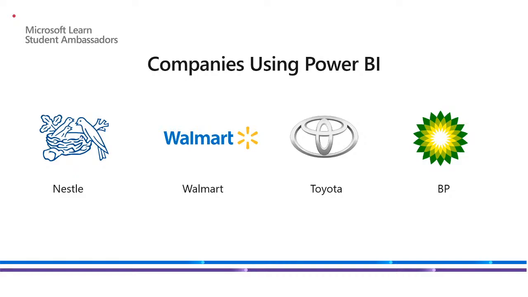And BP, or British Petroleum, is a British multinational oil and gas company, and they produce about 3.7 million barrels of oil per day. And if you have noticed, these companies are from different industries. Nestle is from food and beverage, Walmart is a retail giant, Toyota is in manufacturing and automotive, and BP is in the oil, gas, and chemical industry. Each of these companies is a world leader in its respective industry, and they all use Power BI.